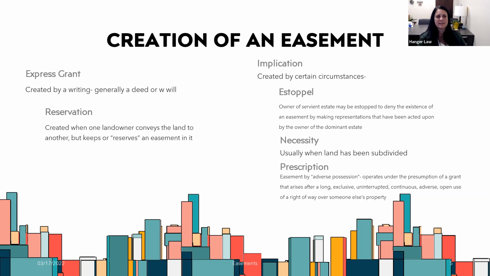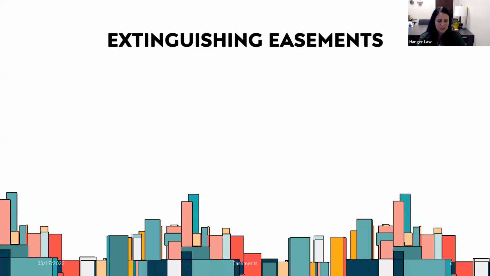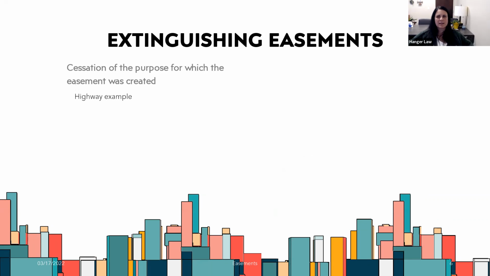Now, how do you get rid of easements? So now we're going to look at extinguishing easements. One way is the cessation of the purpose for which the easement was created. We've highlighted this with the highway example. Say you have an easement for exclusive use to access the highway. Well, say the highway was demolished and now they have a different ancillary roadway. Now there's no need for the easement anymore because there's no need to access the highway. It doesn't exist anymore.